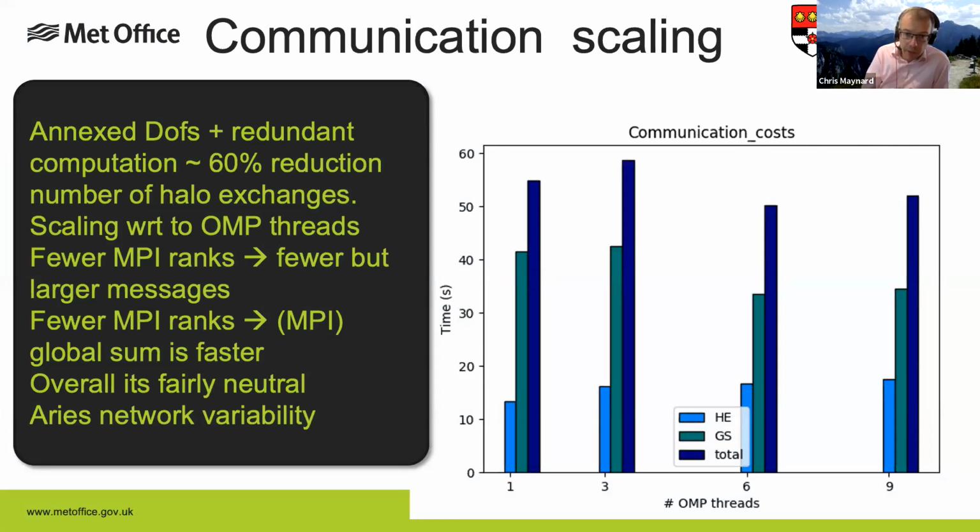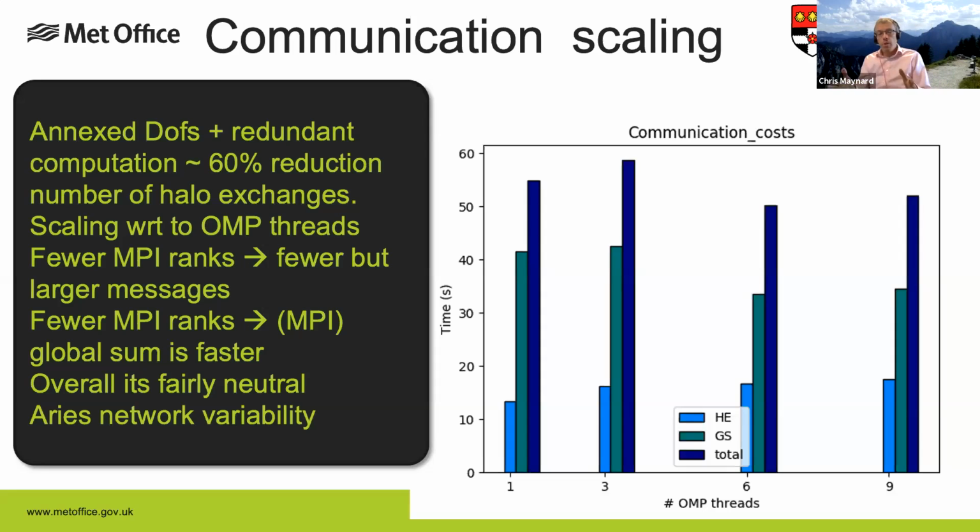We see on the bottom, the light blue is the cost of the halo exchanges, and in the teal color is the cost of the global sum. If you add those two together, it's fairly neutral, but certainly the cost of communication doesn't go up if we do this, and it's beneficial for the computation. So we can exchange computation for communication and get some performance improvement.